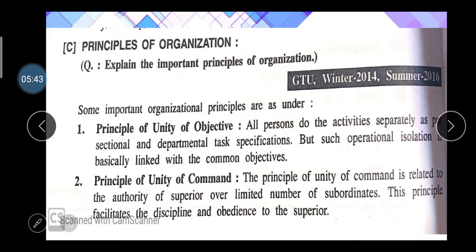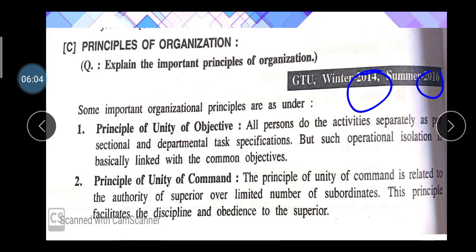Then what are the principles of the organization? So this question is asked in the GTU examination in winter 2060. So some important organizational principles. First one, principle of unity of objective. Whenever you are working in the organization, then your first principle is the unity of the objective.